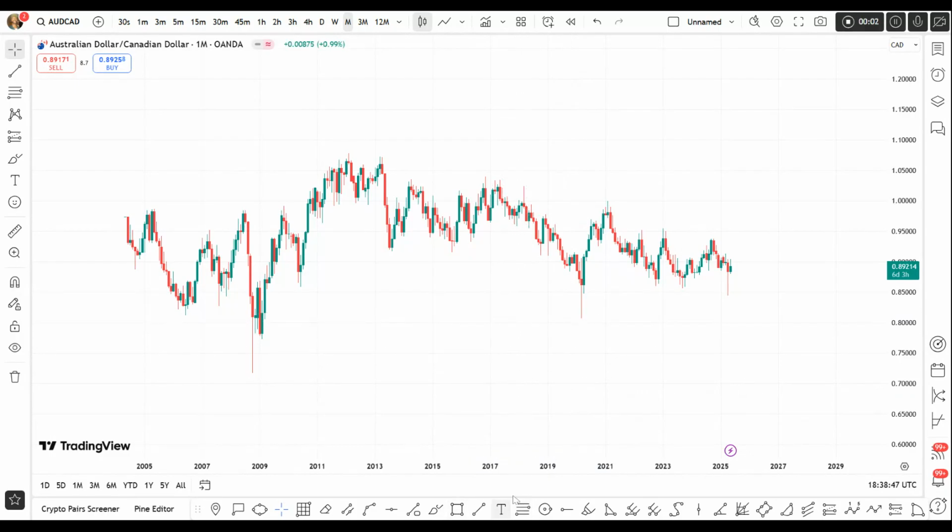So let's look at the Shavyfxhub AUD/CAD.